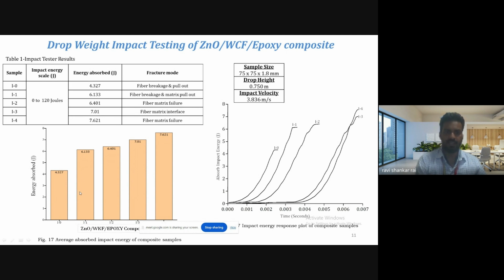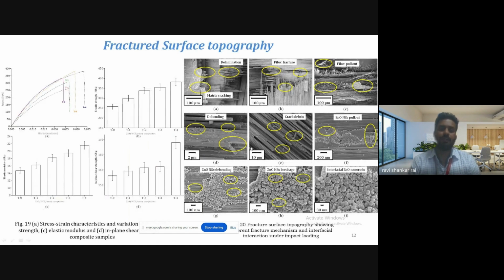And you can see from these diagrams, the energy absorbed is highest for the I4 sample. Along with this, the time taken to reach fracture is longest for the sample having 70 millimole concentration. Now we have studied the stress-strength characteristics, elastic modulus, and in-plane shear strength using the universal testing machine, micro UTM technique. It was found that the highest stress-strength characteristics were seen for the sample having 70 millimole concentration. Similarly, the tensile strength, elastic modulus, and in-plane shear strength of the 70 millimole sample are highest.